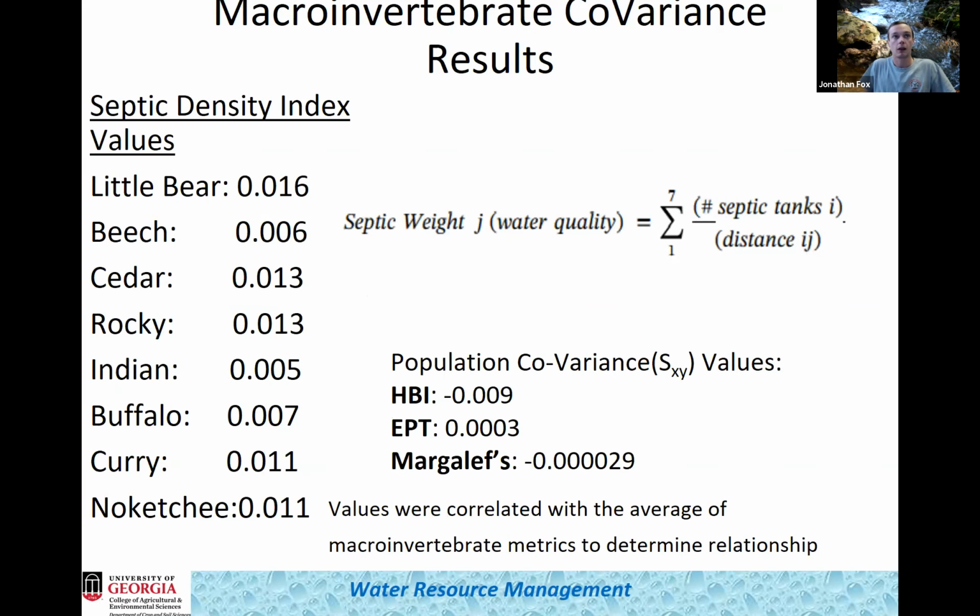It was pretty bad. So I took those numbers, the HBI, the EPT, and the Margalef averages, and I did the same thing that I did with the water quality numbers. I did population covariance correlations with the septic tank density index values. As you can see, we have 2 negative correlations here, which is kind of interesting. And I like these bottom 2, with EPT going up as septic tank index goes up, which makes sense, and Margalef going down. As those 3 species tend to dominate the assemblage, it would drive the diversity down. So that would make sense why we would see a positive there, but a negative in the richness.